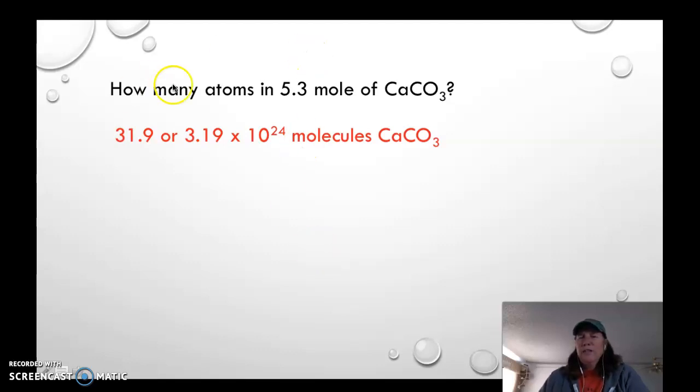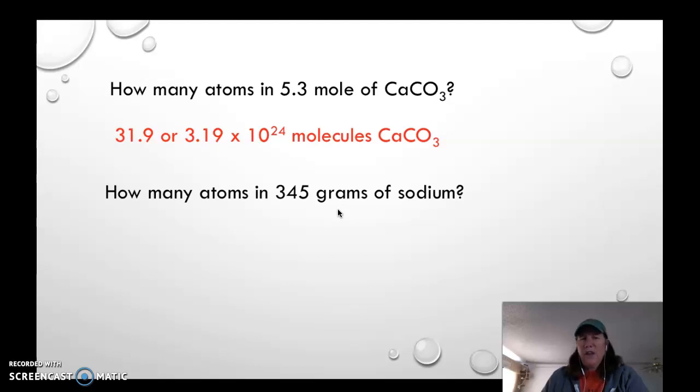If you're going to do this, you guys, 5.3, 1 mole in the bottom, Avogadro's number on top. Again, I have the answer here. These are for you to work on, okay, to practice. You've got the right answer so you can see if you're doing it right. Okay?